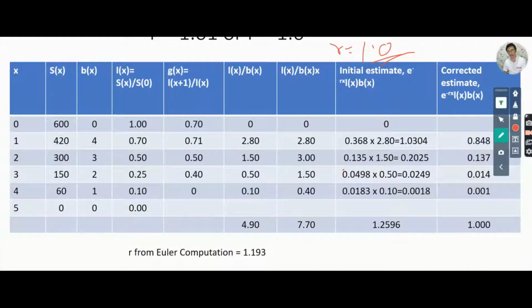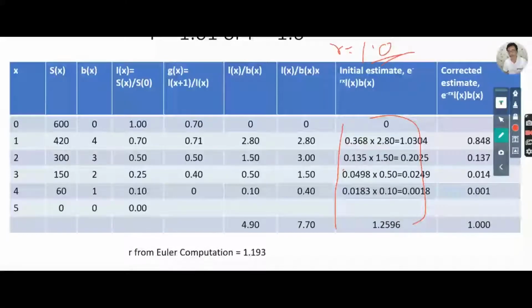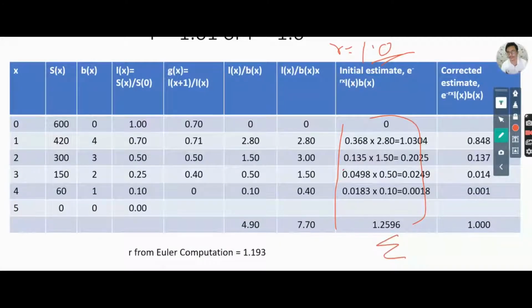How long will you go on calculating this whole table with a new set of population to get a stabilized r? For that, there is a shortcut cross-check method called Euler's R. Euler says that the summation of e to the power negative rx, lx, bx is always 1.